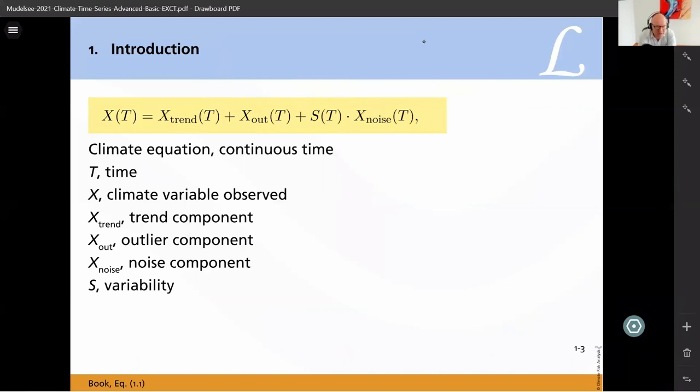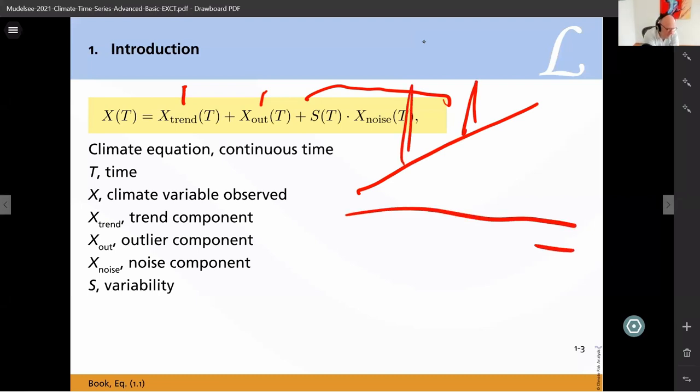So this was one, the notation. And the second thing we have to accept or assume is what I call the climate equation. Climate comprises trend, extremes, and noise. So this here is the trend. These are the extremes or the outliers, and this is the noise component. That means not all the data points are nicely lying on a straight line, on the trend line. Perhaps we have some extremes. So if that is time, and that is X, not all the points are nicely sitting on that straight line.